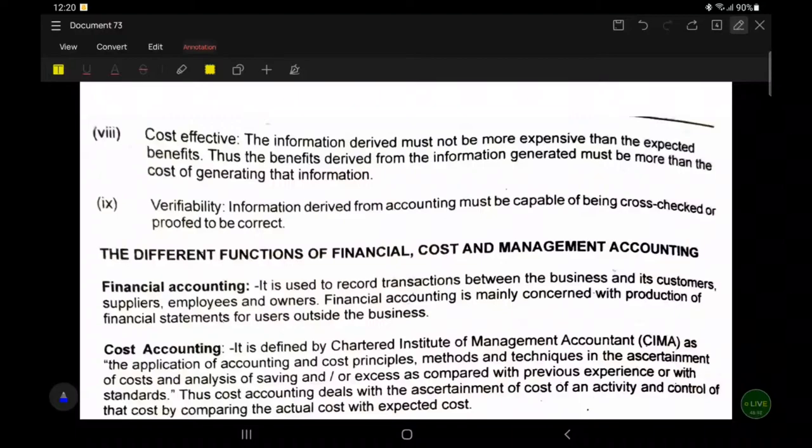Is that okay? That's what we call cost effectiveness. So here, your benefit should outweigh the cost. I hope that is clear. So that's what we call cost effectiveness.